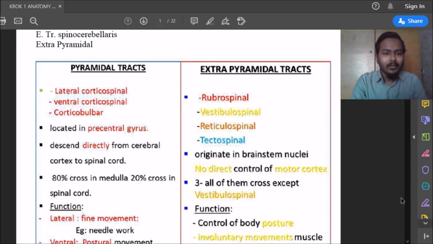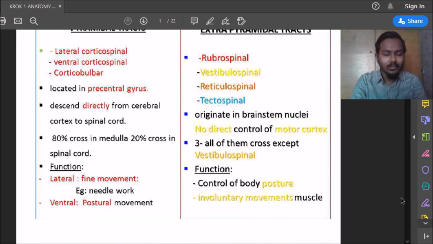The lateral and ventral corticospinal and corticobulbar tracts are present in the pyramidal tract, which originates in the precentral gyrus and directly descends from the cerebral cortex to the spinal cord. So you can see the functions: fine movement for the lateral corticospinal tract, and postural movement for the ventral.